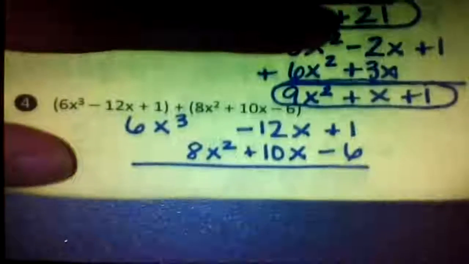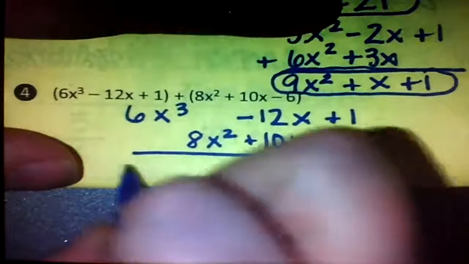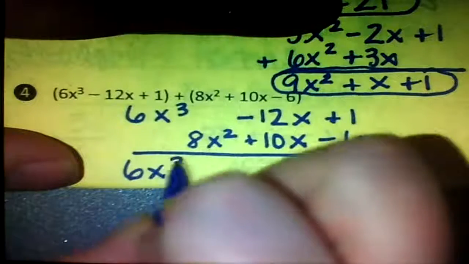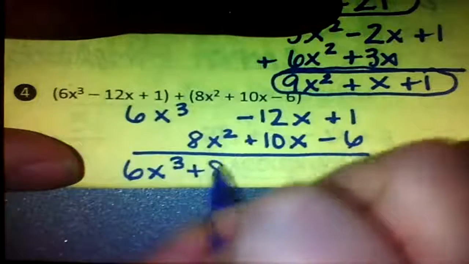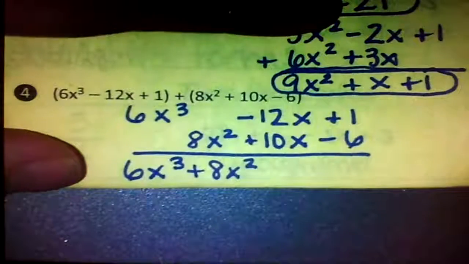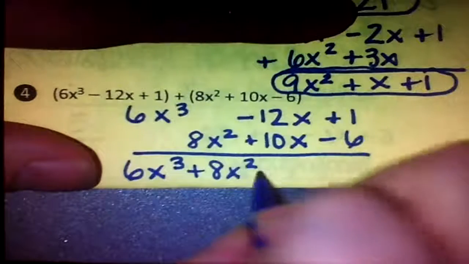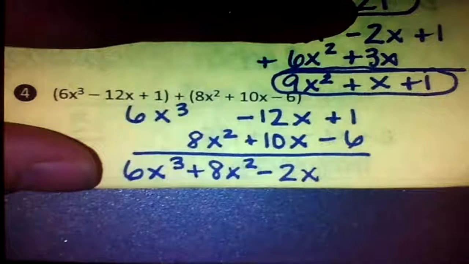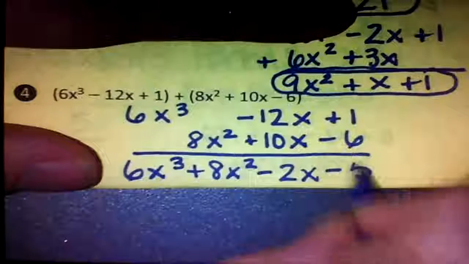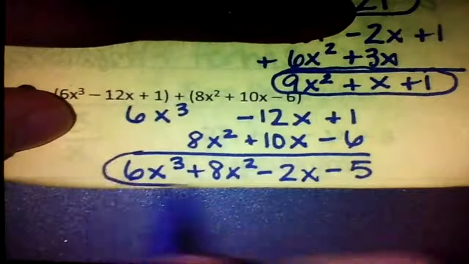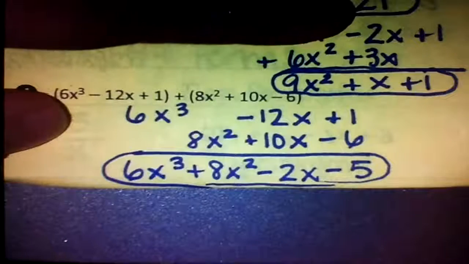Yep. So this is 10x and minus 6. So when I actually go to add this, I'm not adding anything to 6x cubed. So it's just 6x cubed. I'm not adding anything to 8x squared. So it's plus 8x squared. Then I've got negative 12 and positive 10. So negative 2x. And I've got positive 1 and negative 6. So minus 5. And that's my answer.